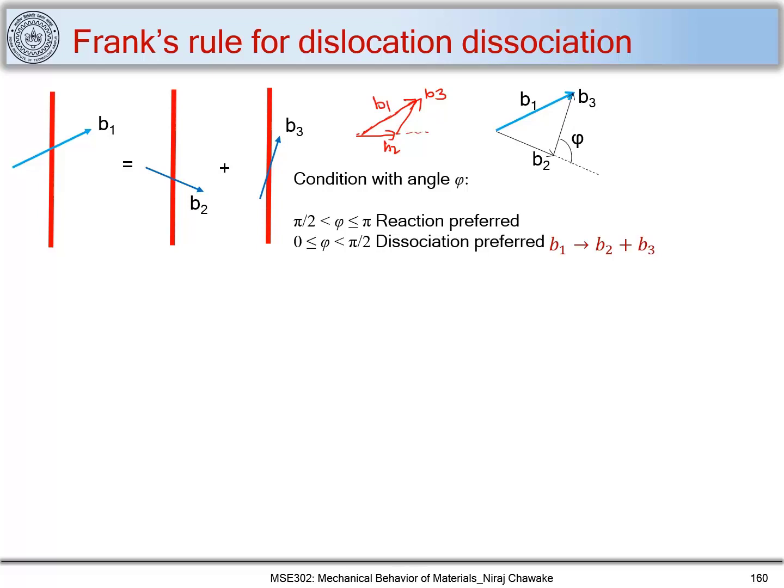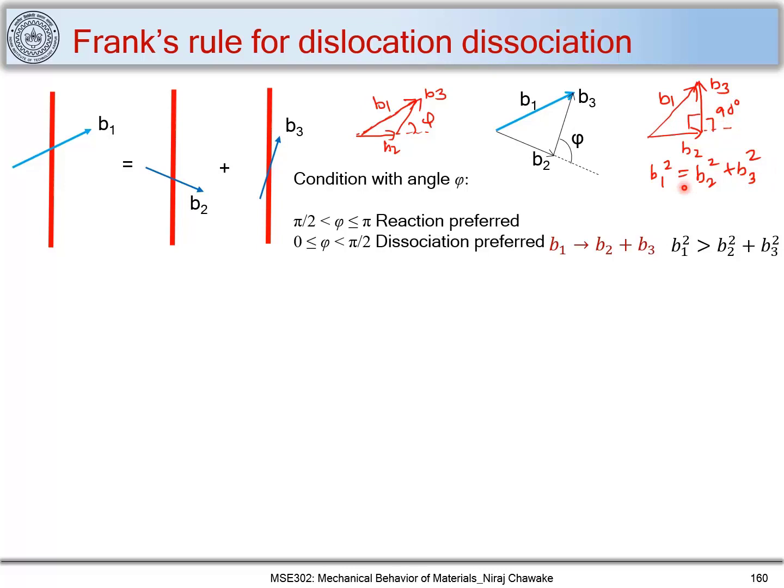So here, if this angle, this is phi, is less than pi by 2, with this condition you can clearly see that B1 is much higher than B2 and B3, and thus B1 can dissociate into B2 and B3, or we can say that B1 square is higher than B2 square plus B3 square. So let's consider why pi by 2. We have B2 here and we have B3 here, and let's consider the included angle to be 90. In this case you can say that B1 square equals B2 square plus B3 square. This is from the Pythagoras theorem. So if the angle is 90 degrees, this condition is satisfied.